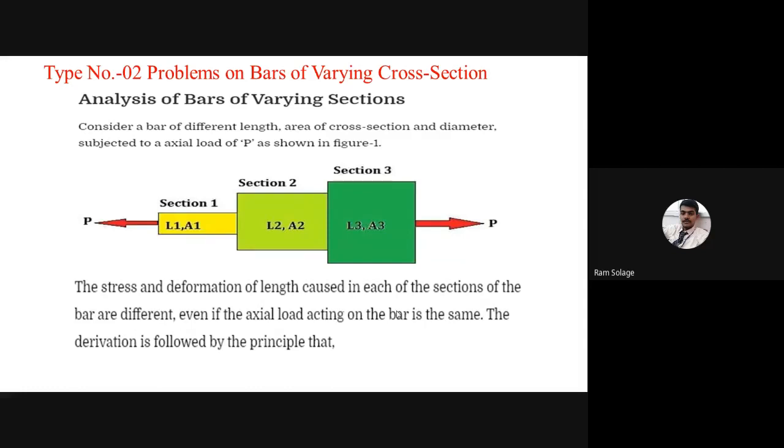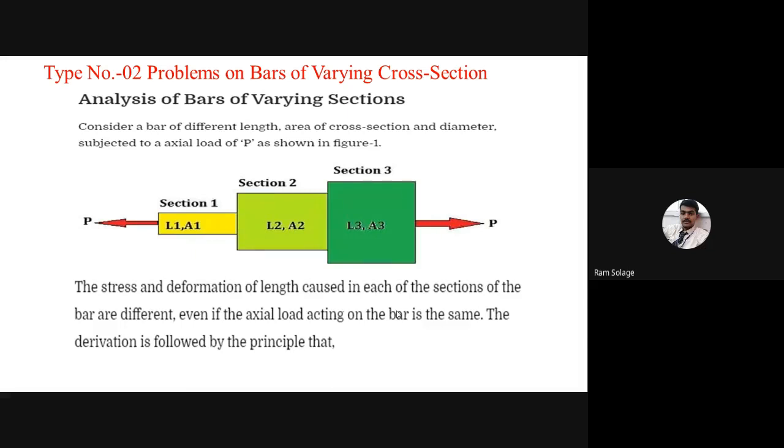Stress is equal to force upon area. Force is given, and with the help of the diameter we can calculate the area. That is the strain, sigma upon E. Already we have calculated the sigma. E is given in the problem, so sigma upon E, we can calculate the strain. Elongation, delta L, is equal to PL upon AE. With the help of these formulas we can calculate stress, strain, and elongation.